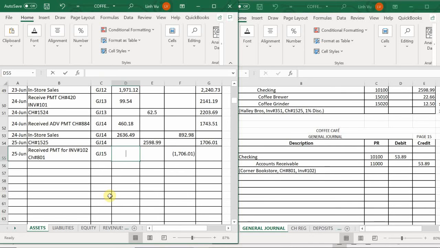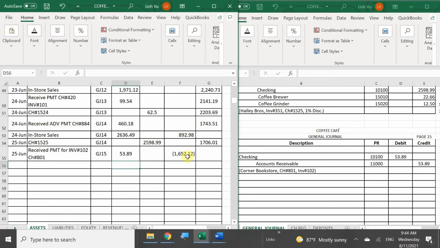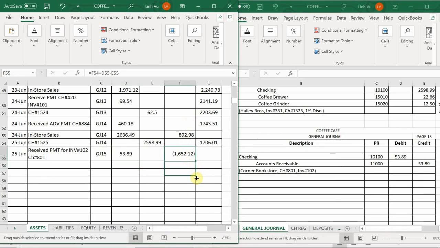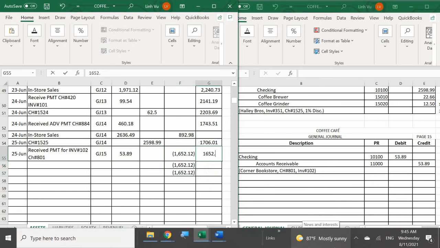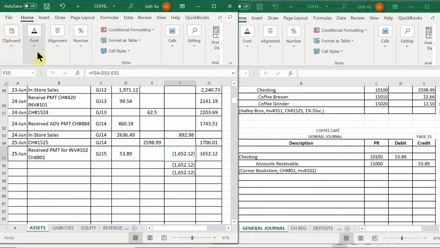Let's see what our total balance is. So we're still negative 1652.12. Yep. Oops. No, I don't want that one. I want this one.